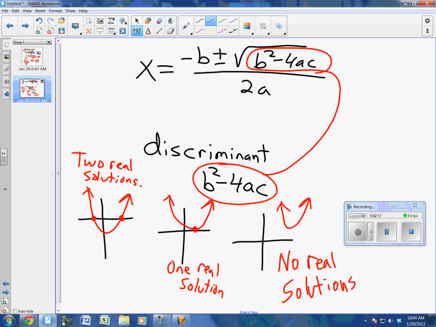Now, this is how it works, you guys. If b squared minus 4ac is positive, that means if b squared minus 4ac is greater than 0, that's a positive number, right? Then it has two real solutions, like that.